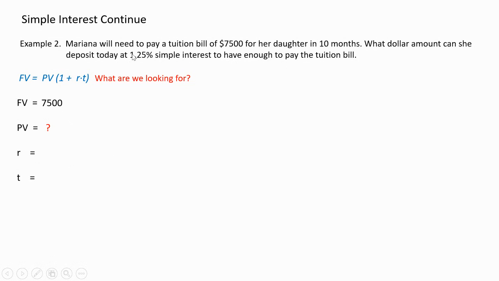So this is how much she needs to pay in 10 months, which is $7,500. What's the interest rate? The interest rate is 1.25%, which will be equivalent to 0.0125. The time is 10 months. So remember, guys, we cannot put 10 here. It's got to be 10 divided by 12, right? Because remember, on the first slide, it was given that months are divided by 12. So this is my time. So now let's plug everything into the calculator.